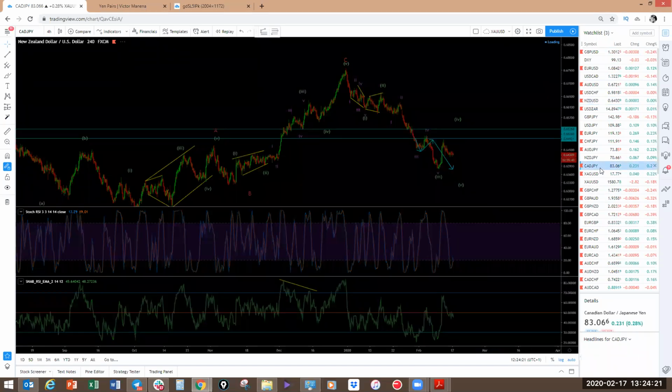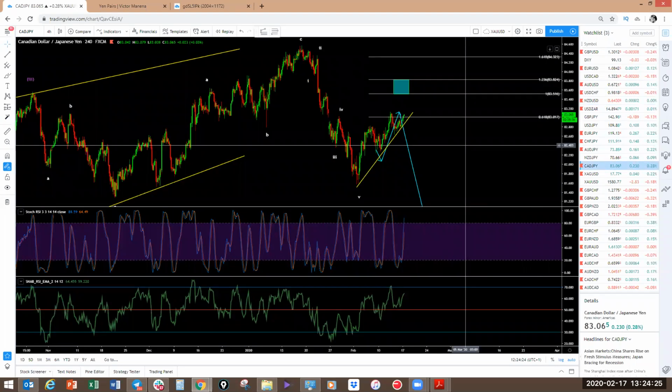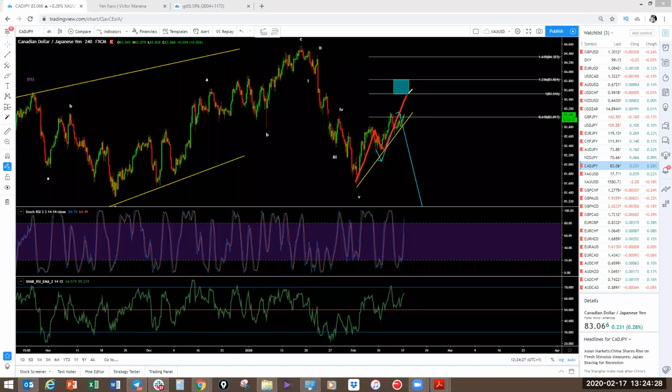CAD is the one that we spoke about earlier. Are we going to have a setup for downside here? We're looking for this one to be one of those high probable setups that goes into the blue box and then drops with a big move.